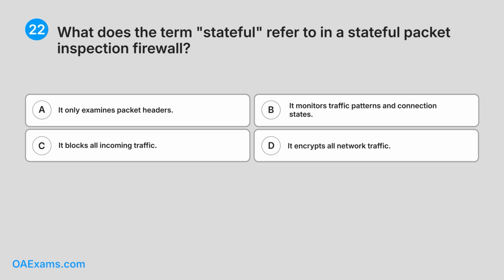22. What does the term stateful refer to in a stateful packet inspection firewall? A. It only examines packet headers. B. It monitors traffic patterns and connection states. C. It blocks all incoming traffic. D. It encrypts all network traffic. Do you know the answer?